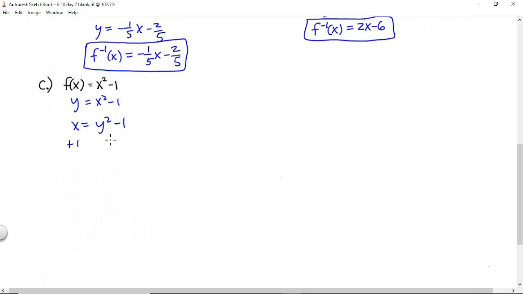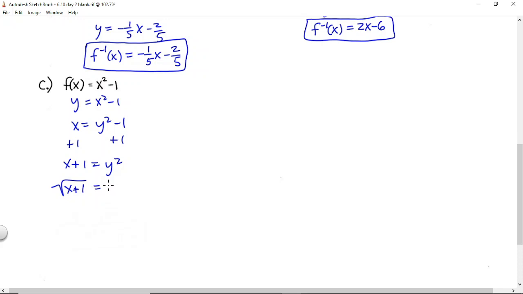So we have to add 1 to both sides first. We have x plus 1, and on the right we got rid of the negative 1, so it's just y squared. Now we want y by itself, but we have to get rid of that exponent. Well, squaring and square root are inverses of each other, so we take the square root of y squared, and we'll get y. So we have to take the square root of both sides, of course. You can't just take the square root of the right side.